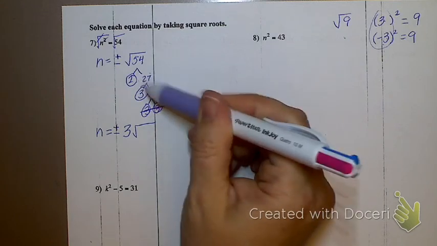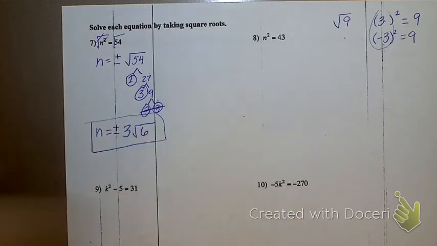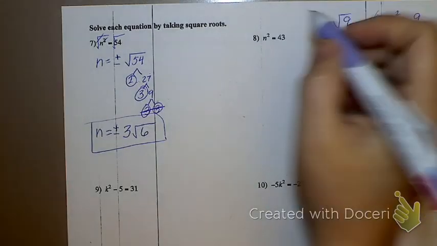So what do I do with those? You multiply them. And that's what my answer is going to be. Now, that's technically two answers. It's positive 3 radical 6 and negative 3 radical 6. That's all we're doing here. Yay.